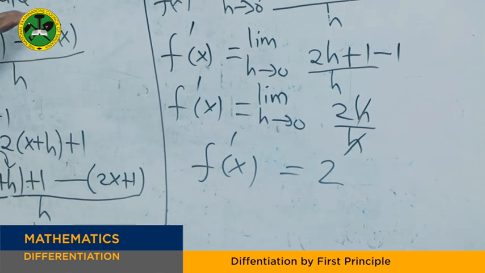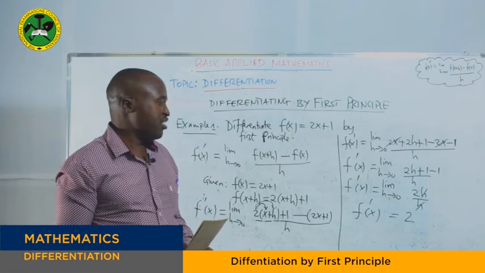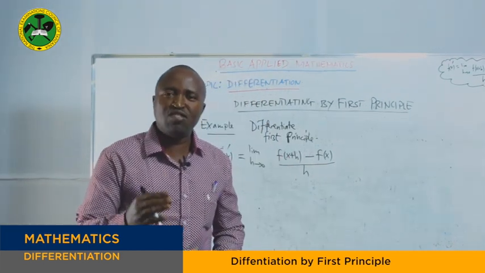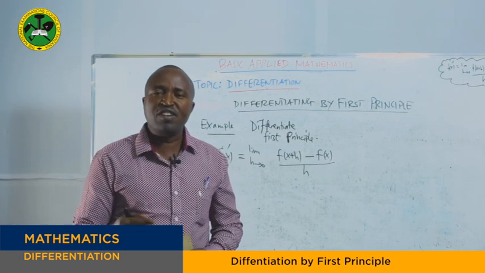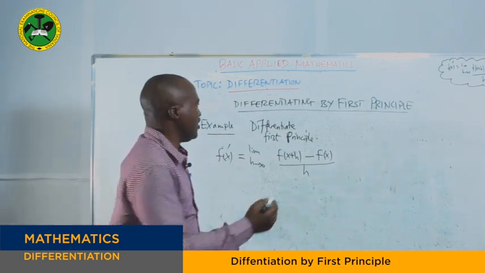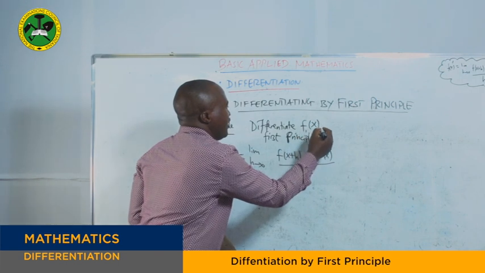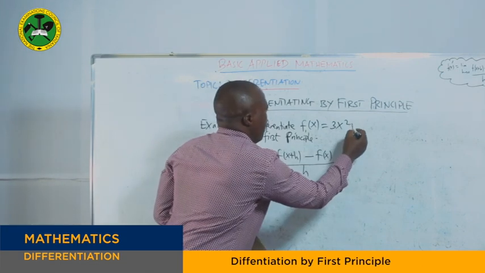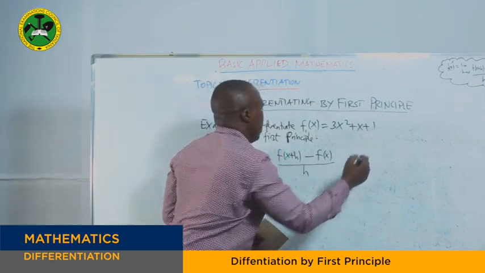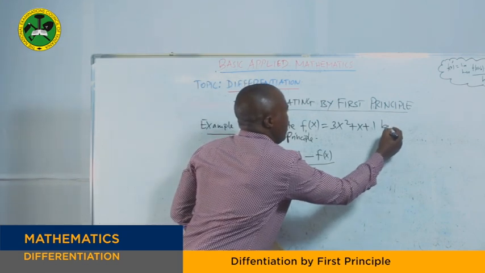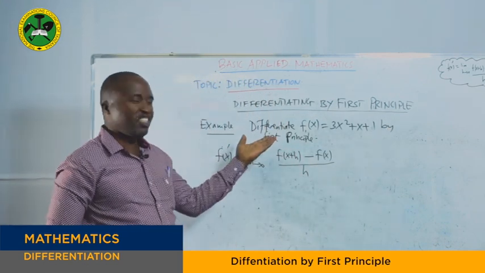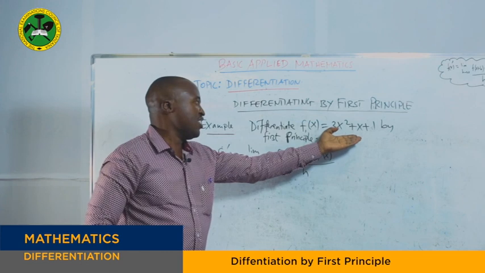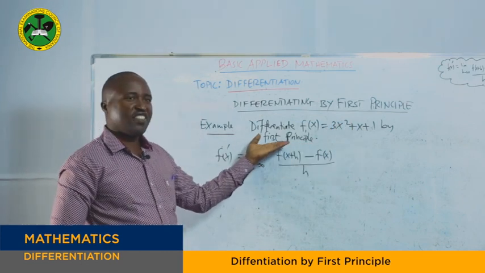Therefore, the derivative of 2x plus 1 by first principle is the same as 2. Now, my dear student, let us proceed with the second example. This time we have a quadratic function, that is, differentiate f of x is equal to 3x squared plus x plus 1, again by first principle. Differentiate f of x is equal to 3x squared plus x plus 1 by first principle.